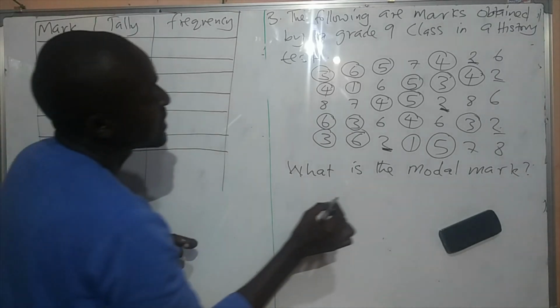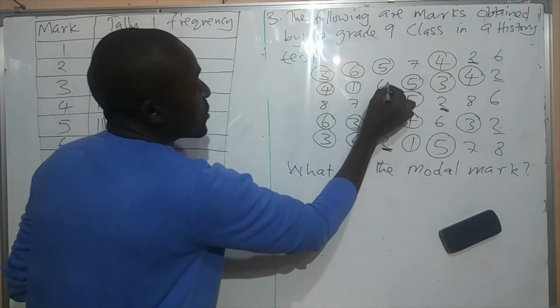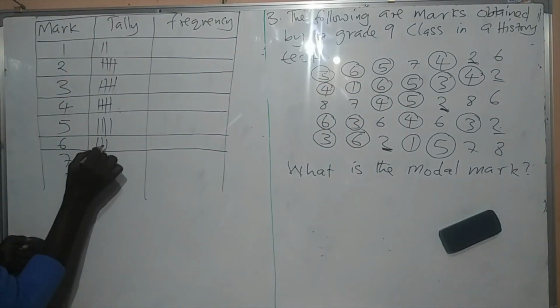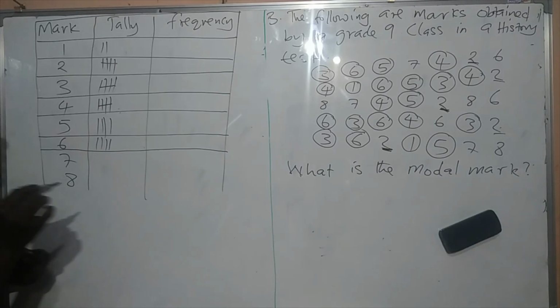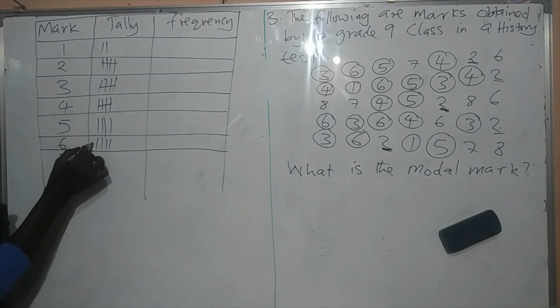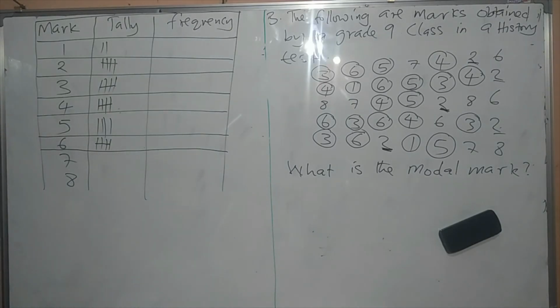Then we go to the next column here. So we have a 6 here. We are going to put a 30 there. And then we have another 6 here. That is the 5th one, number 5. So we are going to cross like that.